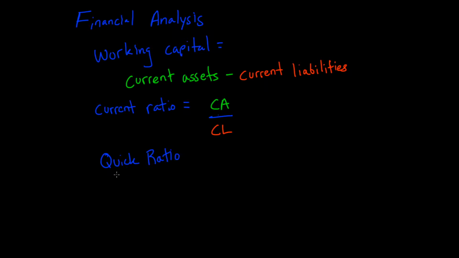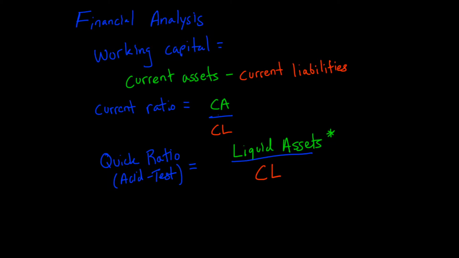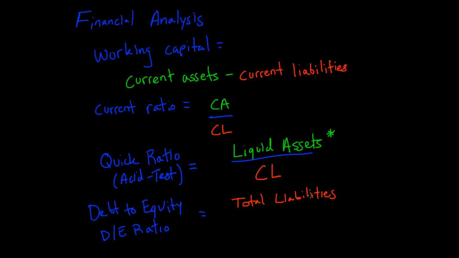There's the quick ratio, or sometimes called the acid test, and it's defined as liquid assets over current liabilities. Here, liquid assets are those that can quickly turn into cash to cover current liabilities. That's why I'll put a little asterisk by there. And lastly, the debt to equity ratio is simply the total liabilities over total shareholder equity. This quantity is important in calculating other financial metrics such as the weighted average cost of capital.